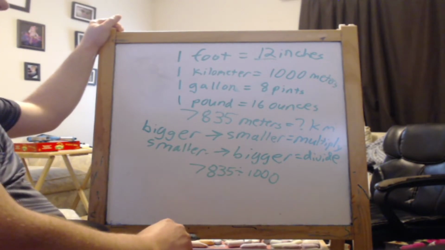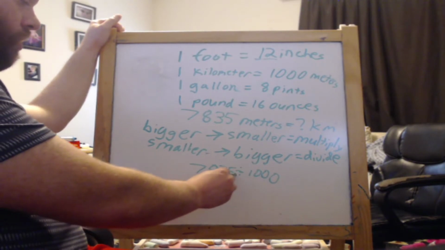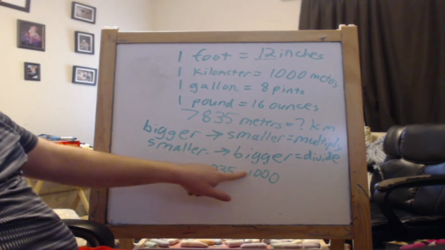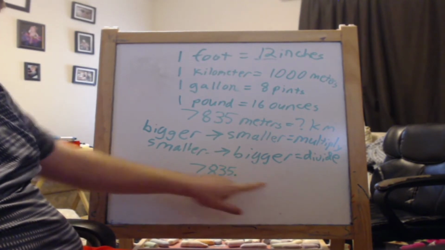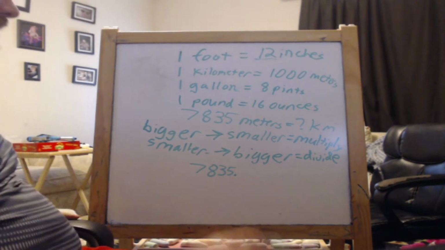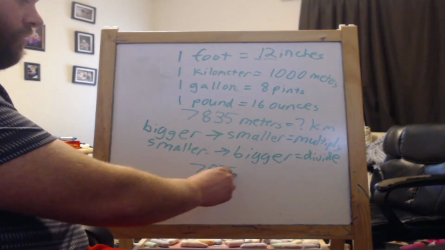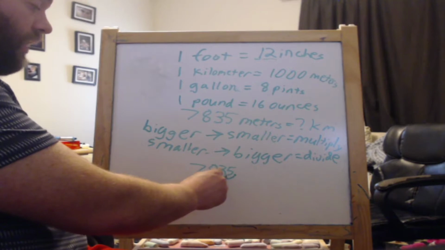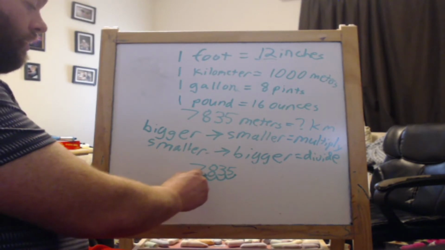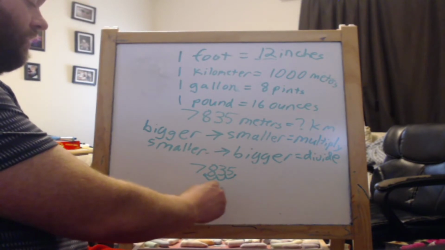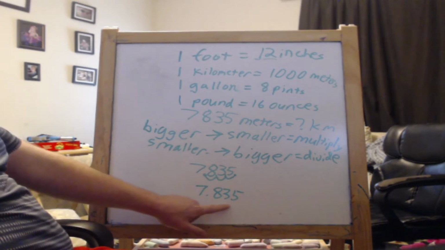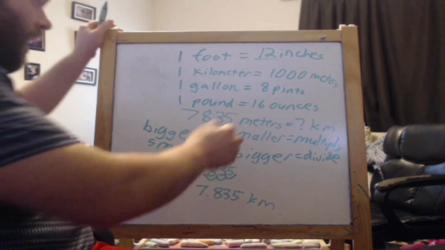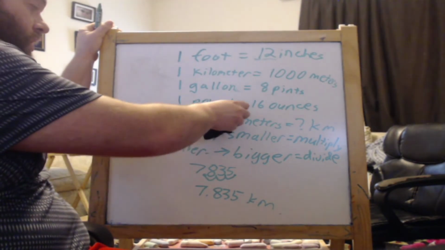And now we're just moving the decimal place the other way. Okay? So the decimal place in any whole number is automatically to the right of the ones column. And since there are 3 zeros in 1,000, we're just moving it left 3 times. 1, 2, 3. And now it is 7 and 835 thousandths kilometers, or 7.835 kilometers.